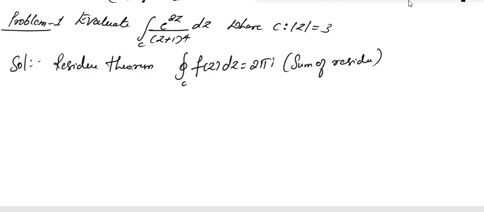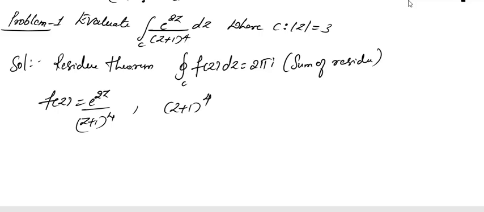So you can see, on comparison, f of z is e power 2z divided by z plus 1 whole power 4. Now check only the denominator term, which helps you to identify the pole and correspondingly its order. So z plus 1 whole power 4.